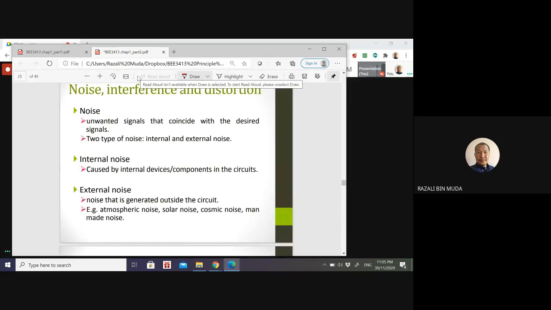Noise interference. Noise is unwanted signal that coincides with the desired signal. There are two types of noise, internal and external noise. Internal noise is caused by internal devices or components in the circuit. External noise is noise that is generated outside the circuit, for example atmospheric noise, solar, cosmic, man-made noise, etc.